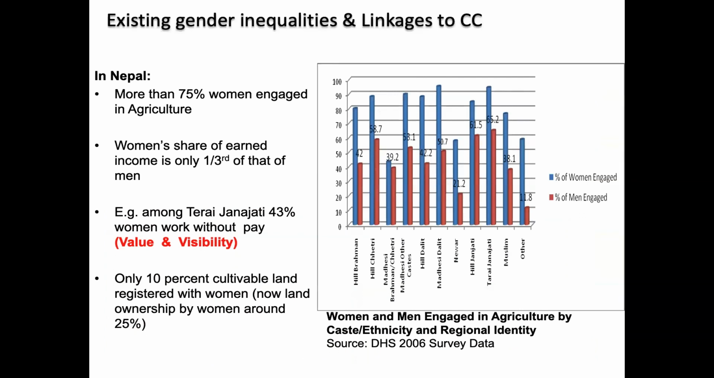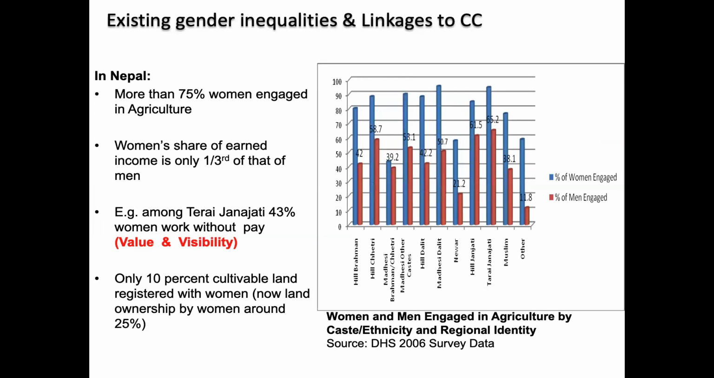So just to show you, even if they are very highly engaged, some inequalities which are directly linked to climate change, particularly in the agriculture sector, where more than 75% of women are engaged. And they are engaged in activities which carry less value and less visibility, like watering, carrying manure to the field, doing weeding, storing the crops, all these works which need daily engagement, but which usually do not carry much value.